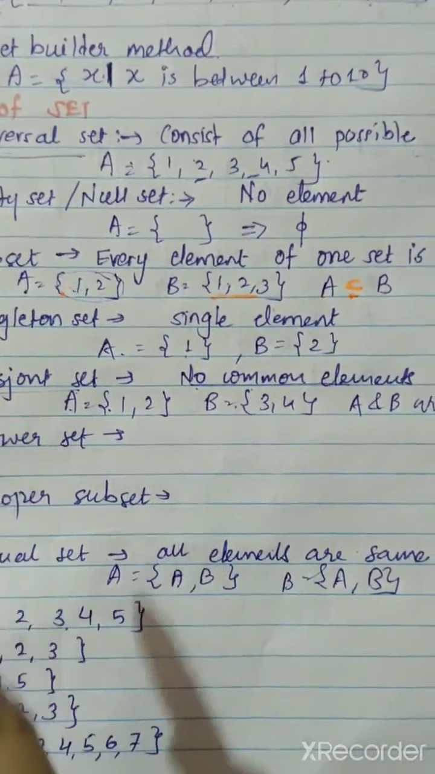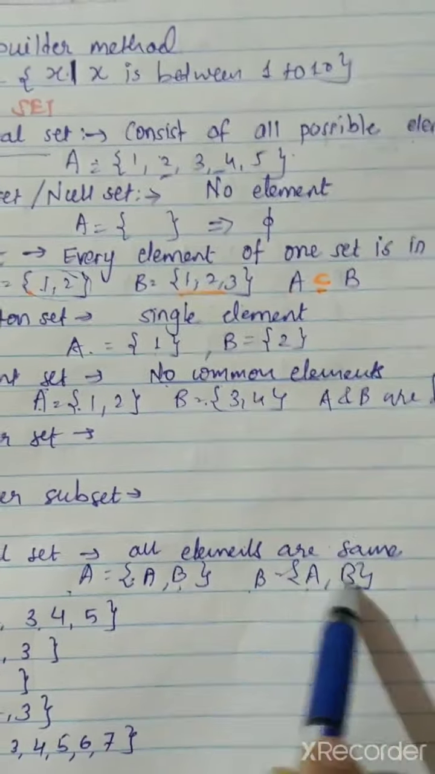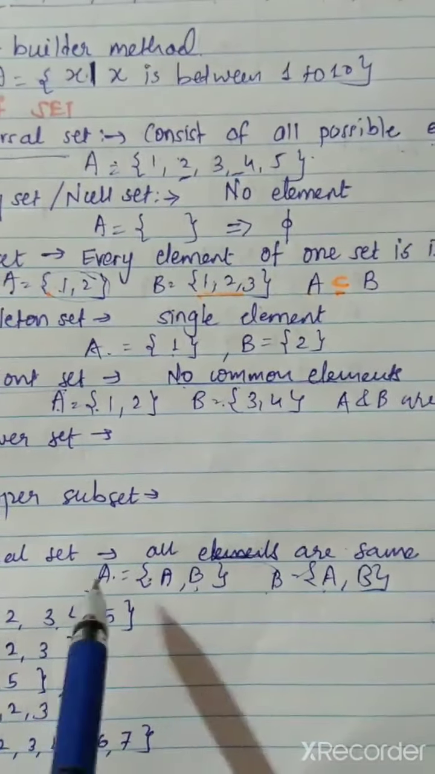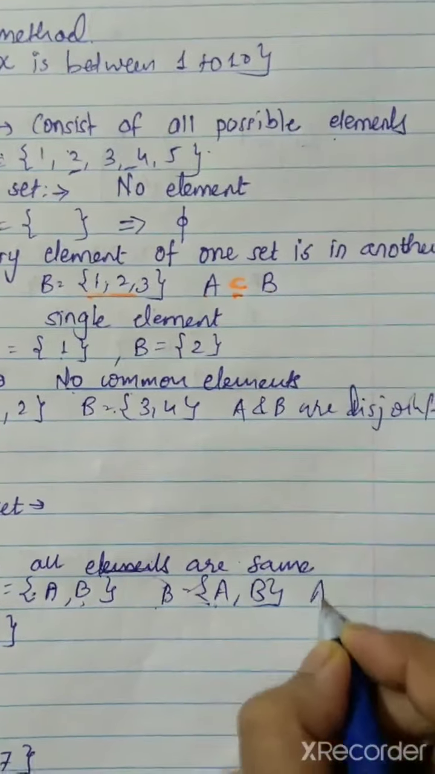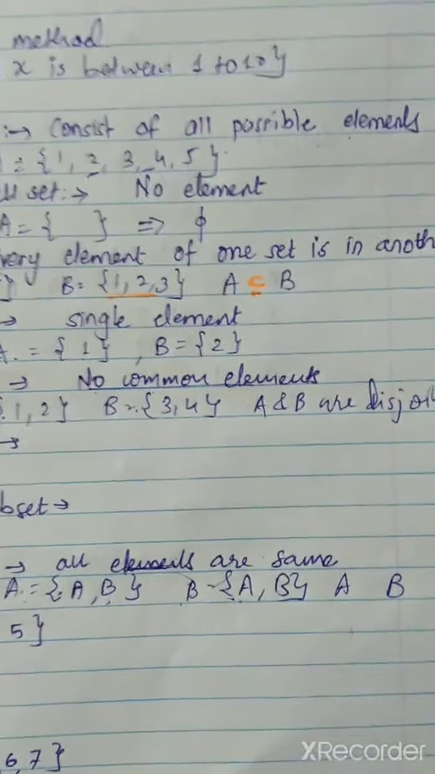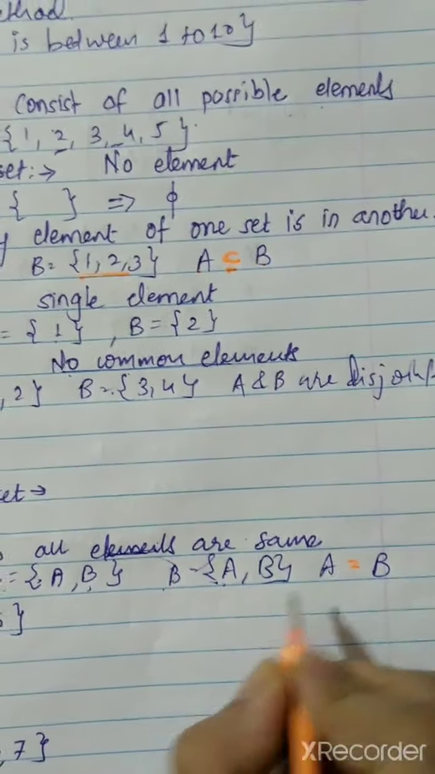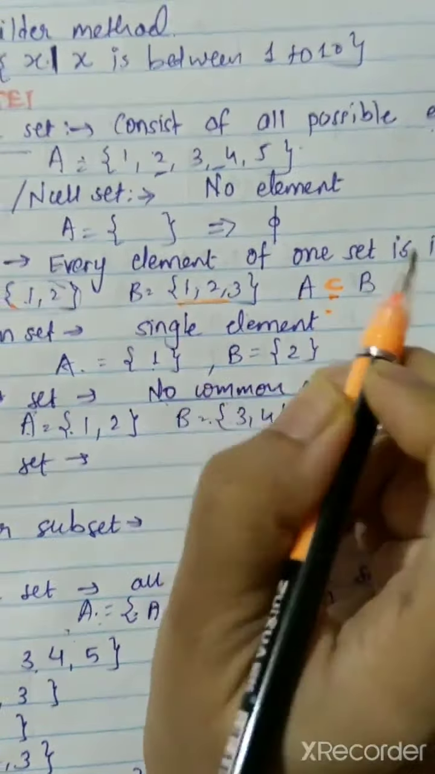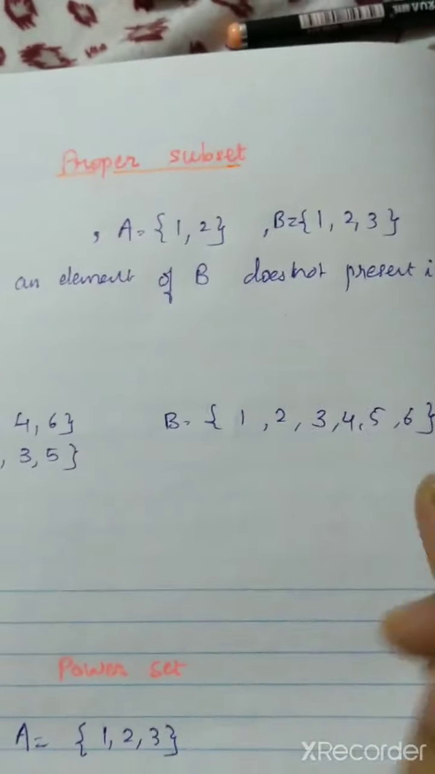So here I'm just giving you an example. If A is {a, b} and B is {a, b}, both contain the same elements. Both sets contain the same elements. So here A is equal to B. An equal set you can represent by the equal sign. A is equal to B. This is the sign of subset. Keep this in mind. Now proper subset. What is a proper subset? Let's say you have element A.